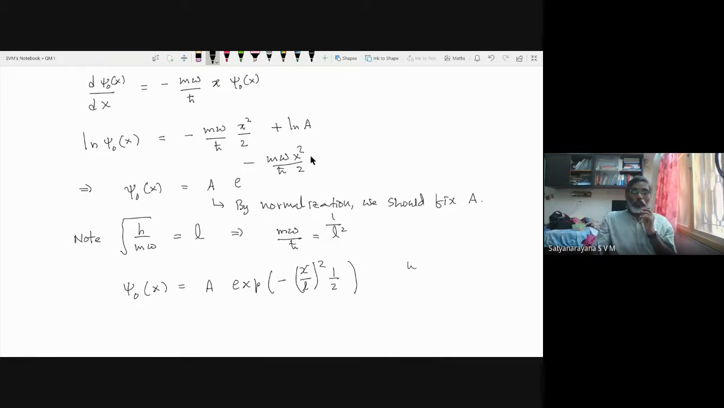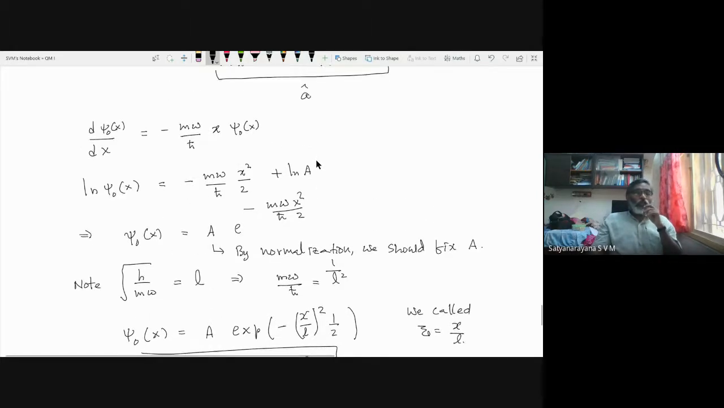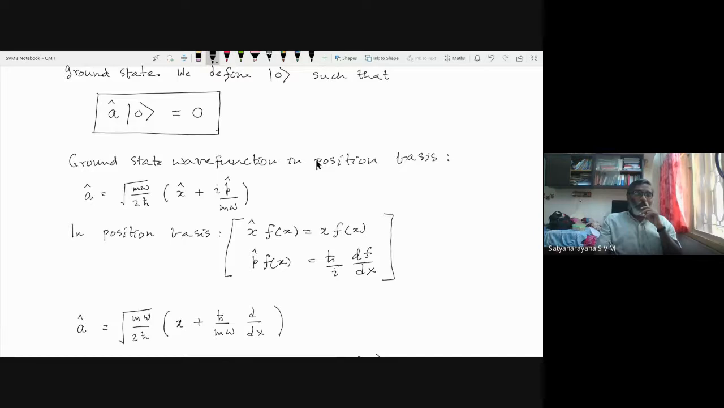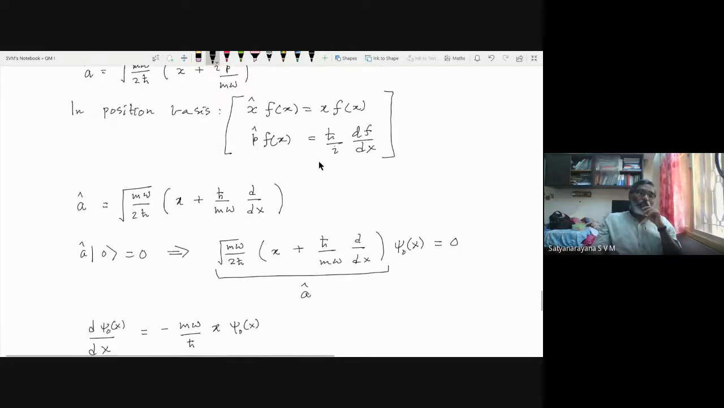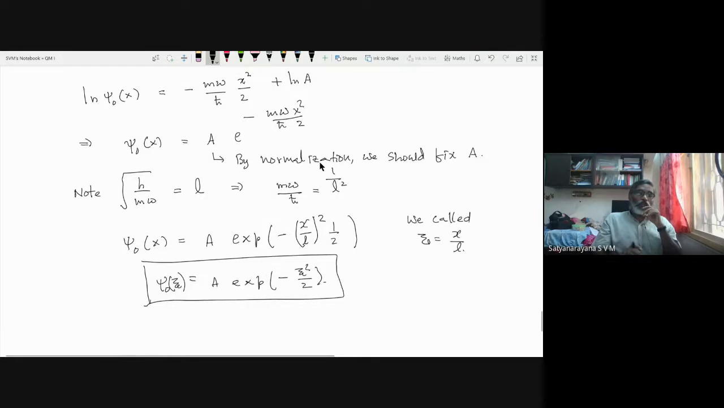So xi is equal to x by L. So you have A into exponential of minus xi square by 2. This is the expression we had for the ground state in the previous problem also. Correct? So this is essentially the ground state wave function in the position basis. What I am doing is defining the ground state such that the annihilation operator kills that state, and then using the form of the annihilation operator in position basis, I obtain a differential equation. It's a simple first order differential equation, and I can solve that to find the wave function corresponding to the ground state in the position basis.